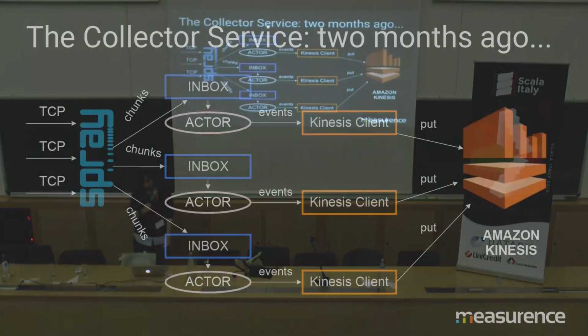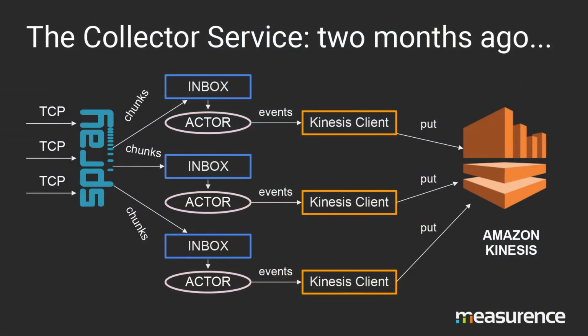Until 2 months ago, this was the architecture of the collector service. For each incoming TCP connection, Spray.io sent a message to the master actor existing in the system. Let's call it the root actor. The root actor spawned a new worker actor and notified Spray that a new worker actor was ready to take care of the incoming TCP connection.